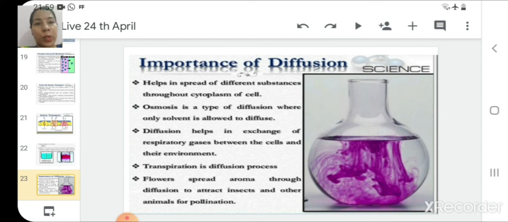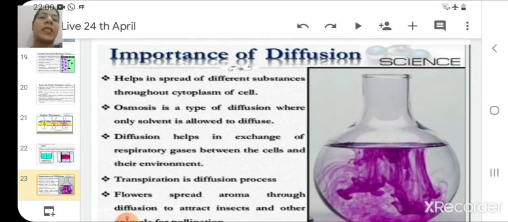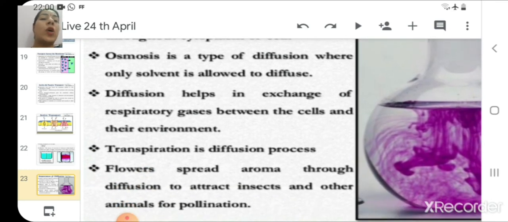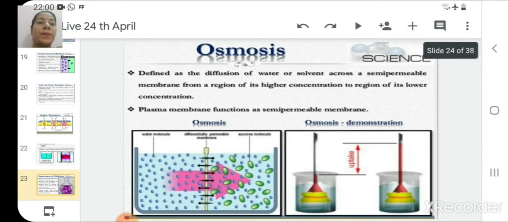You can again focus on these points given here. It helps in the spread of different substances throughout the cytoplasm of the cell. Osmosis is a type of diffusion where only solvent is allowed to diffuse. Diffusion helps in exchange of respiratory gases between the cells and their environment. What are these respiratory gases? Oxygen and carbon dioxide. Okay. Transpiration is a diffusion process. Flowers spread their aroma through diffusion to attract insects and other animals for pollination.